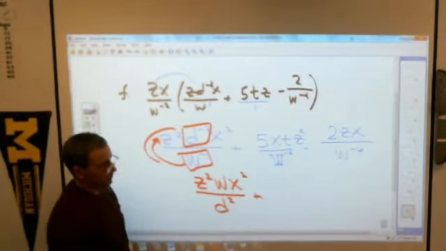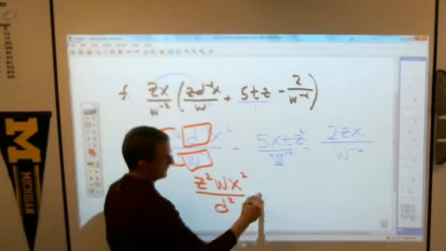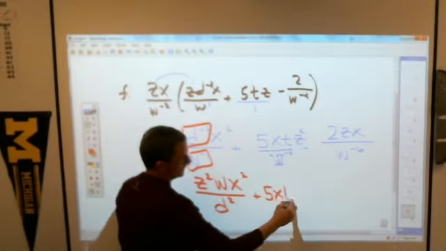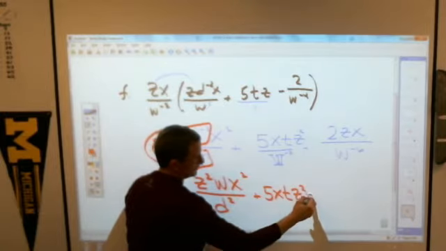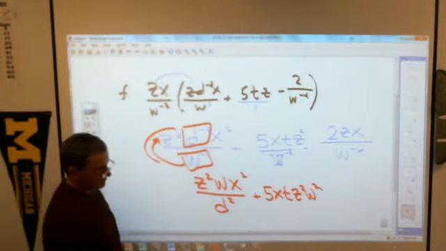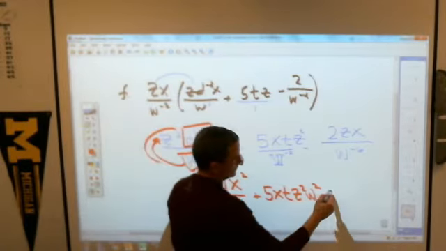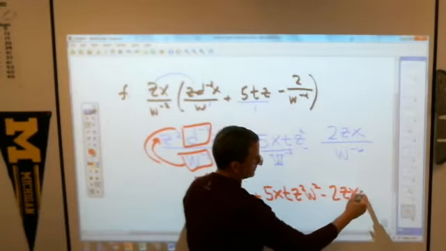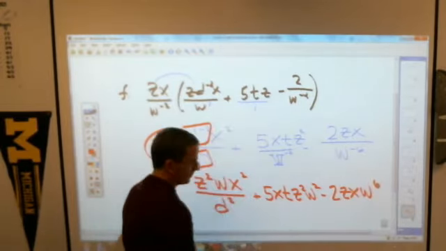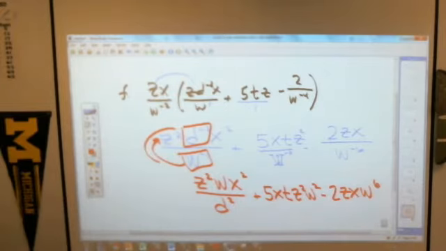Plus, over here, the only thing that needs fixing is the w to the -2, so it stays 5x t z squared, but then I have to put the w squared with it. And then I have minus, the only thing I need to fix over there is that w to the -6, 2 z x over w to the 6. This is long. And then if I asked you what would be the excluded values, d can't be 0.